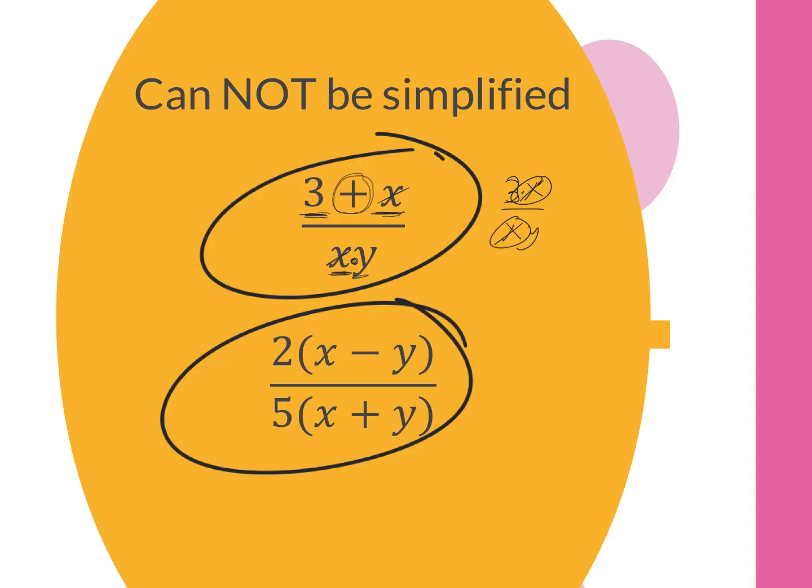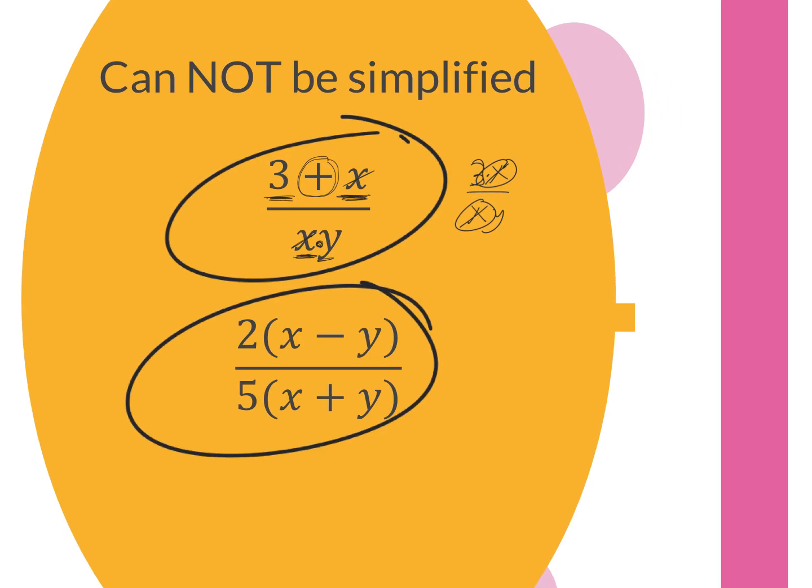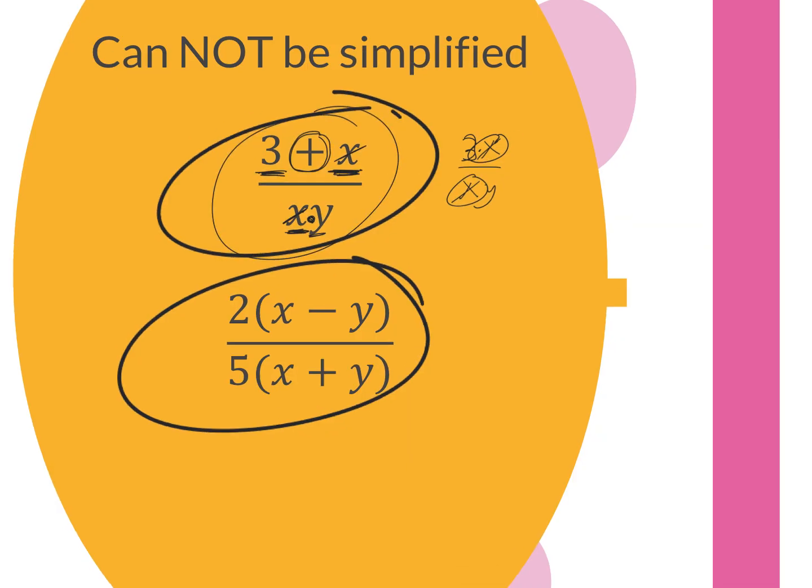So this x is a factor, this x is a term, so they cannot be simplified. You would just leave it alone the way it's written. Can't do anything more to it.